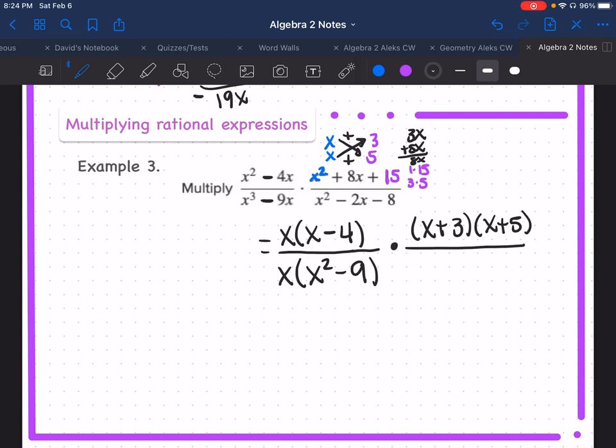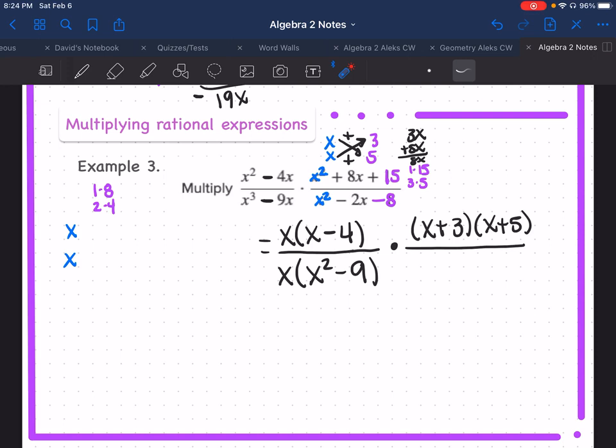Now let's take a look at the one in the bottom. X squared, and I'm going to have to do this over here on the side, x times x. My c term is negative 8. So I'm going to think 1 times 8, or 2 times 4. Now, one of them is negative, so I need to think about which combo could give me 2. Don't worry about the negative part right now. Which combo could give you 2?